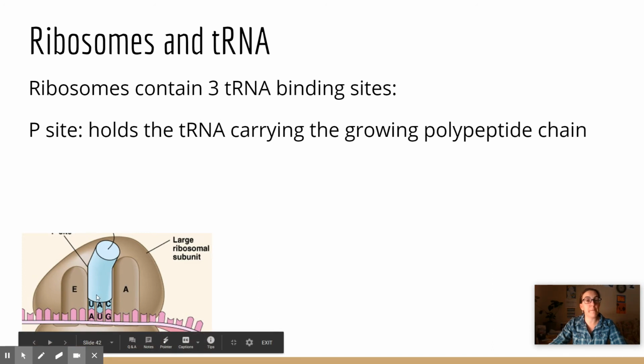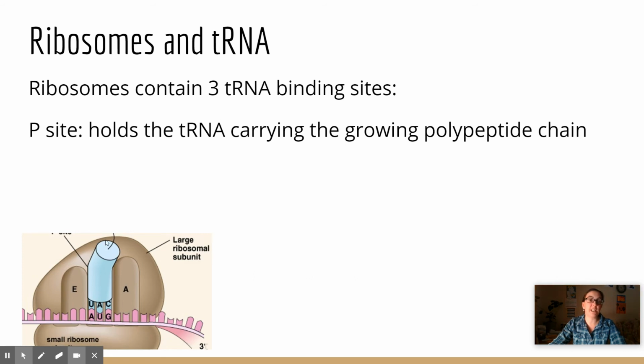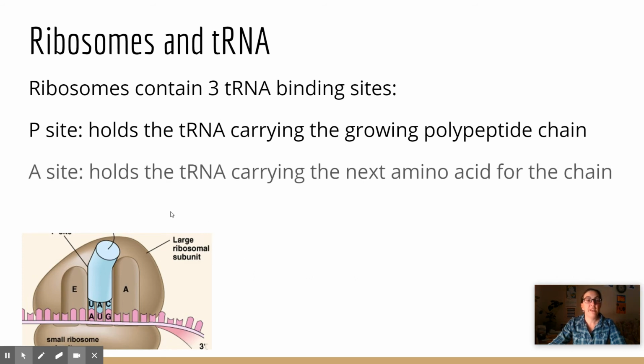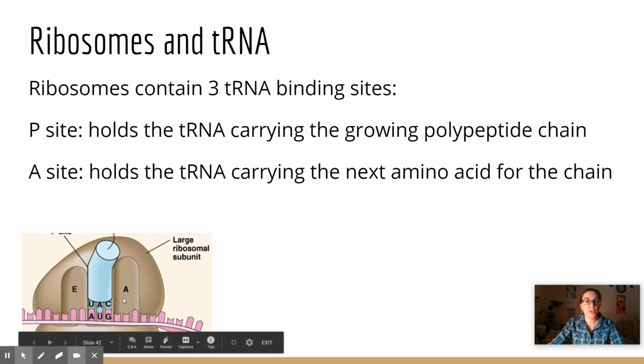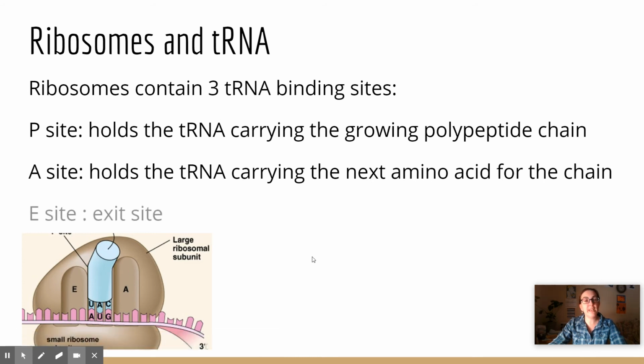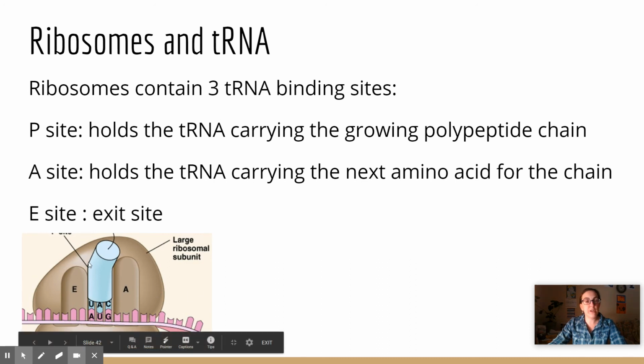The middle one is called the P site. It holds the transfer RNA that's bonded to the polypeptide chain that's being built, okay? The A site holds the transfer RNA carrying the next amino acid that will be added to the chain. So you can think of A for amino acid, or A for adding, or A for arrival. That's where it first comes in. That amino acid gets added to the polypeptide chain, and then the ribosome slides down so that the previous tRNA is now in the E site, which is where it exits the ribosome.